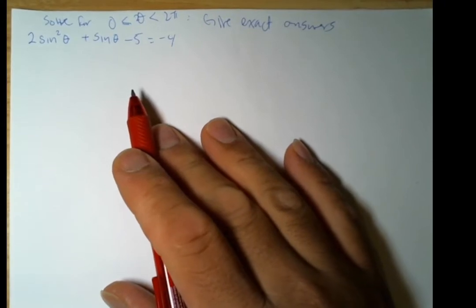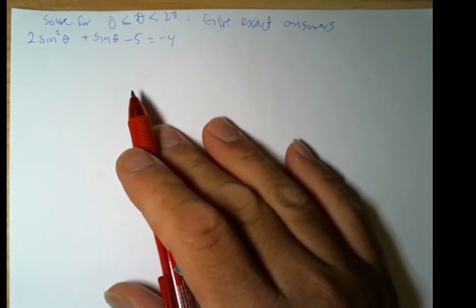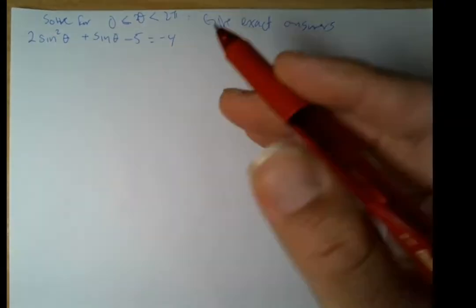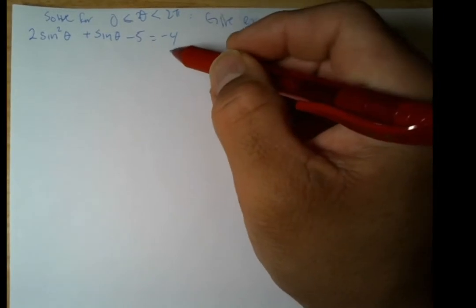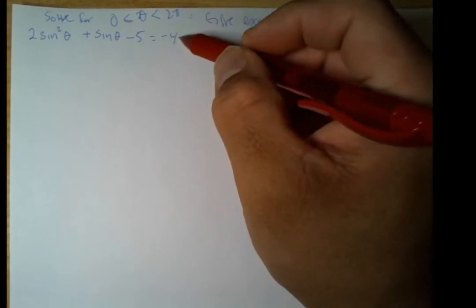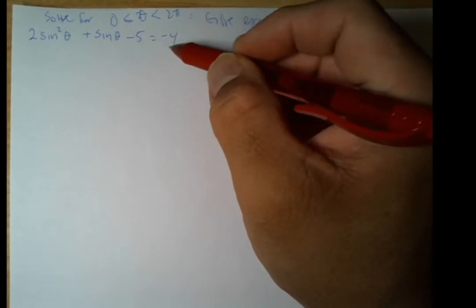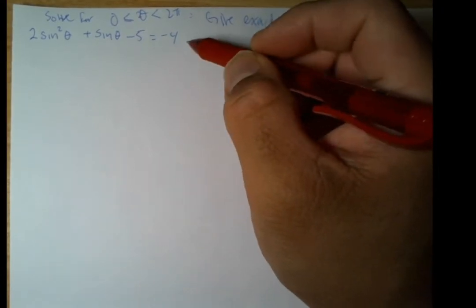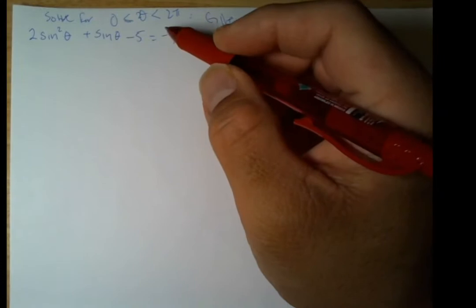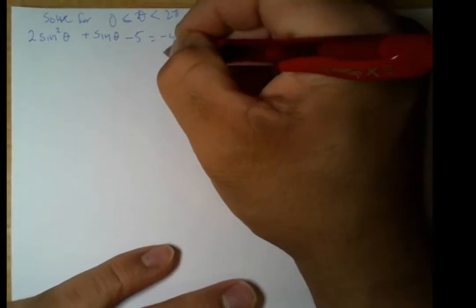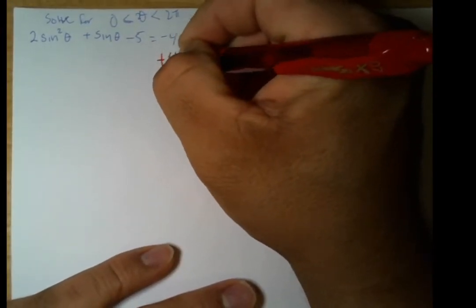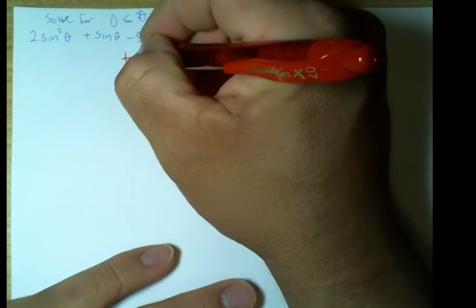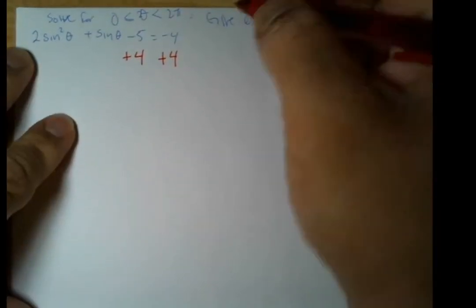Now I can't start right away trying to factor this, right? One thing you have to remember here is that this -4 must be 0 on this side of the equation. So I have to do something about this -4 first. What I'm going to do is add 4 to both sides of the equation.